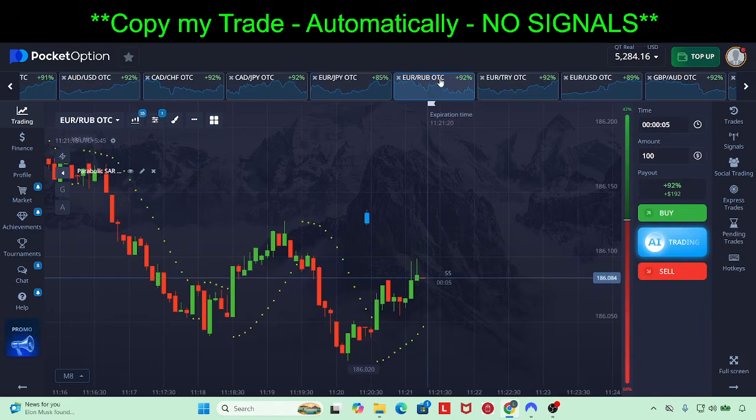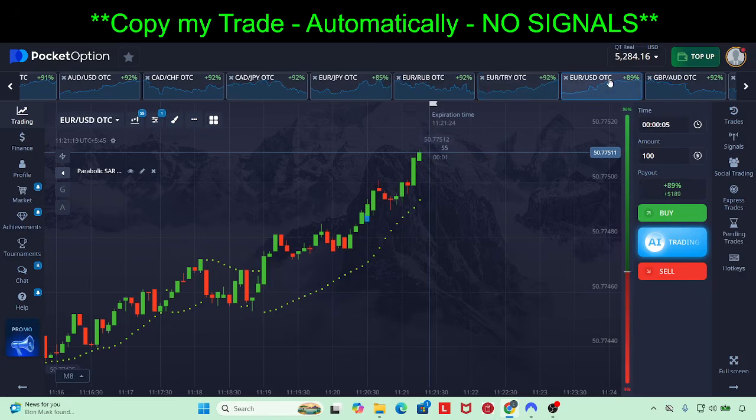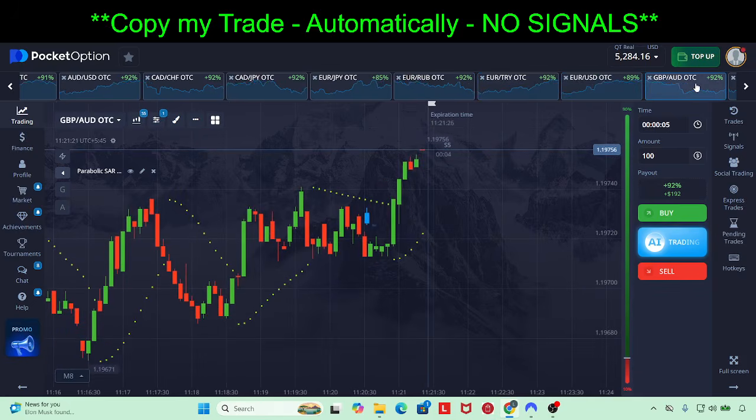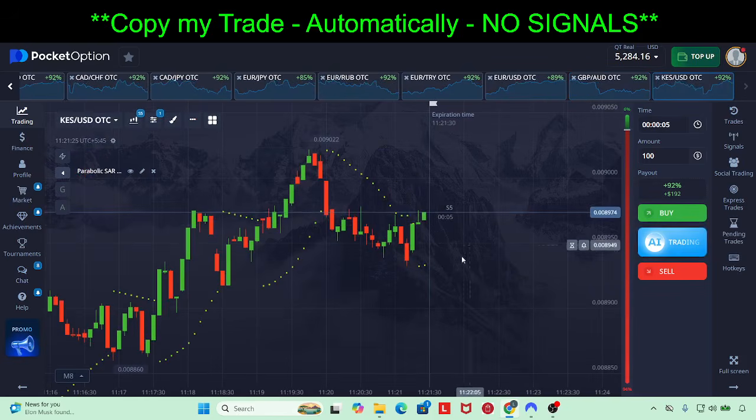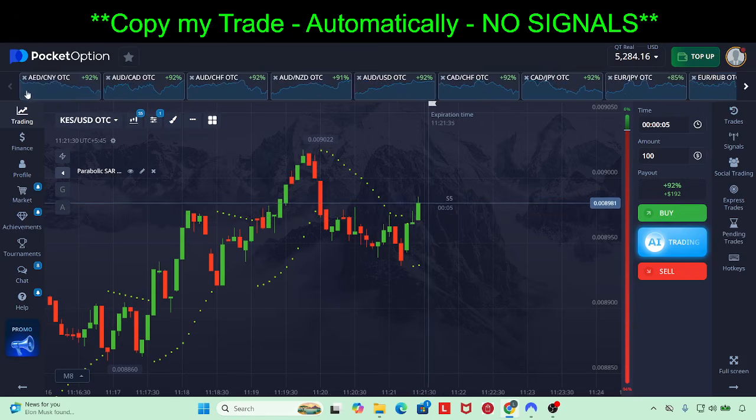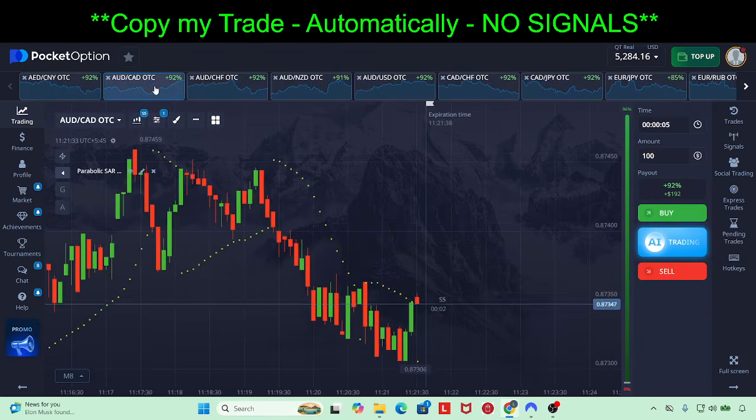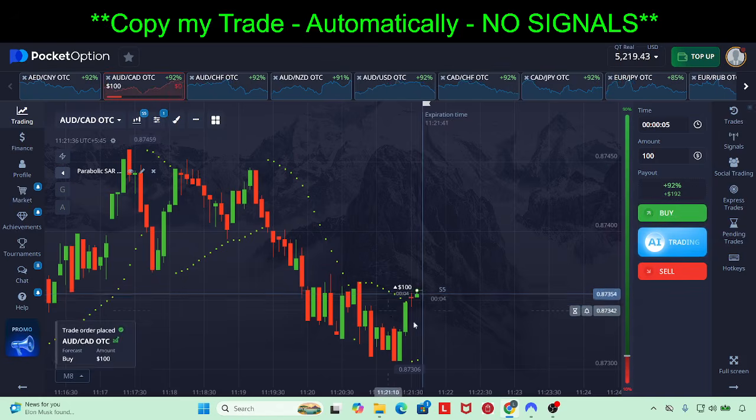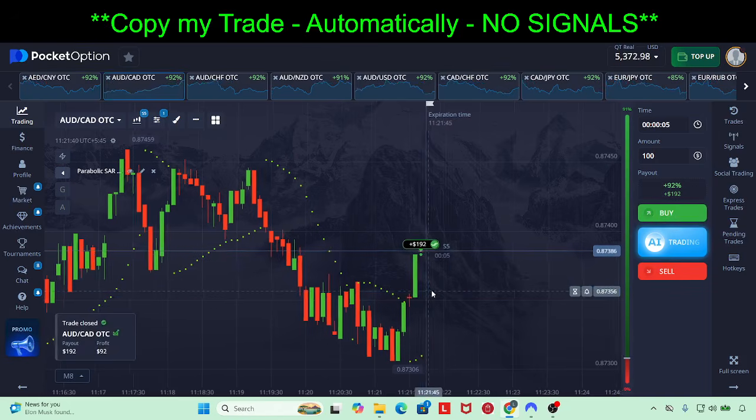You need to keep on switching this currency pair and try to find the best possible opportunity to make a trade with this simple strategy. Here we could have made a trade and made a profit. Here we got an opportunity, but we made the trade a little bit late. However, it was a profit.